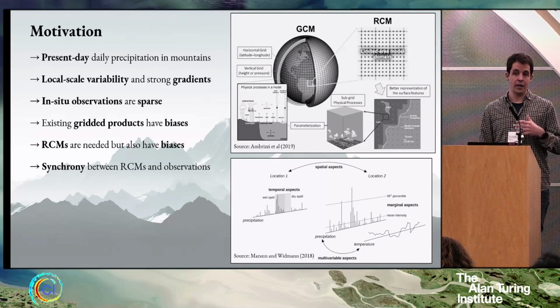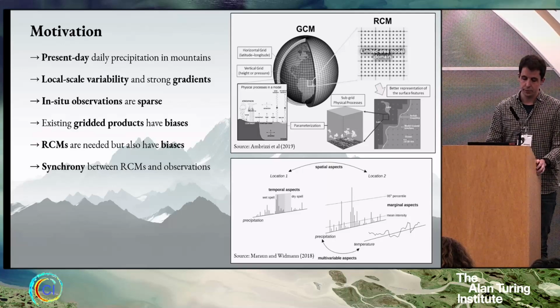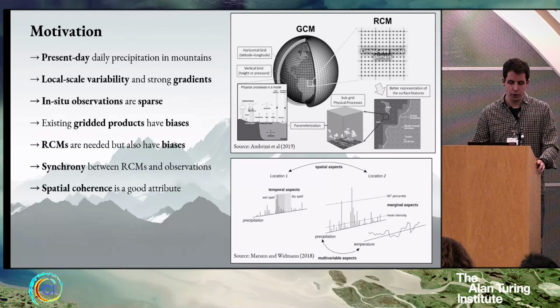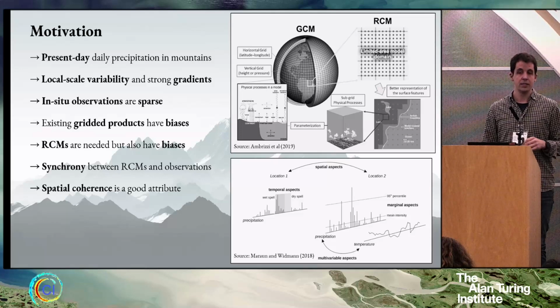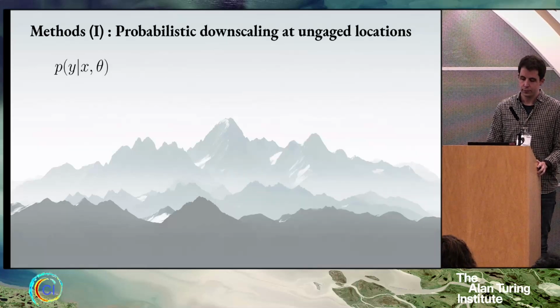In particular, I argue that it still makes sense to try and make use of this partial synchrony and therefore try and use a regression-based approach. But to deal with the partial issue, we then resort to probabilistic regression. And another point is that spatial coherence is a good attribute to have, in general, in these types of problems, or to aim towards.